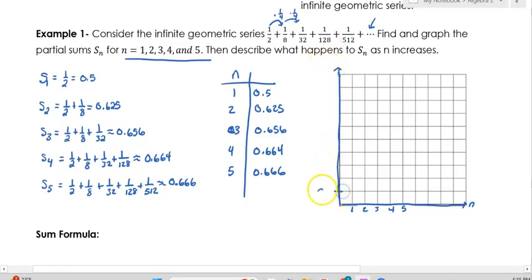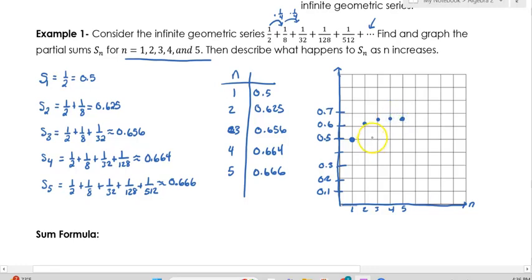So these went up to 0.66, so I think I'm going to go by tenths. So 0.2, 0.3, 0.4, this will be 0.5, 0.6, this will be 0.7. All right, so if we graph these, at 1, it was at 0.5, that's right here. At 2 is at 0.625. That is about here. All right, 0.656 gets a little bit, about halfway. All right, 0.664 is just a little bit higher.